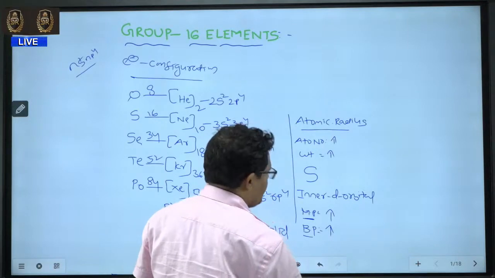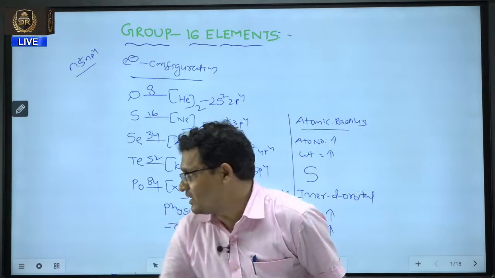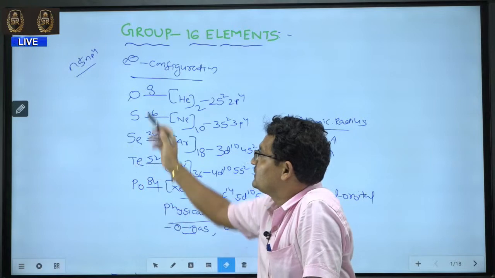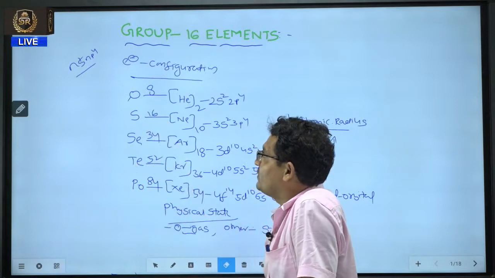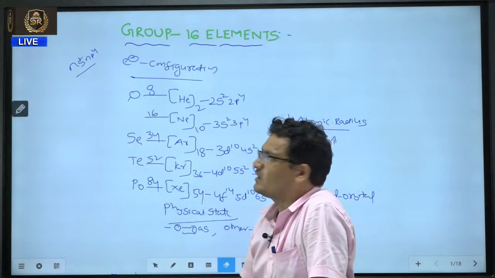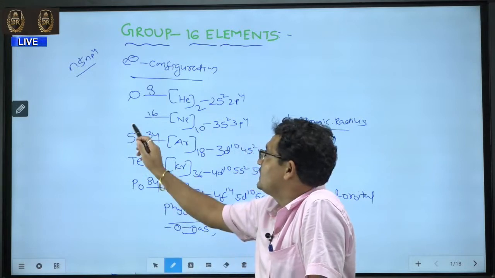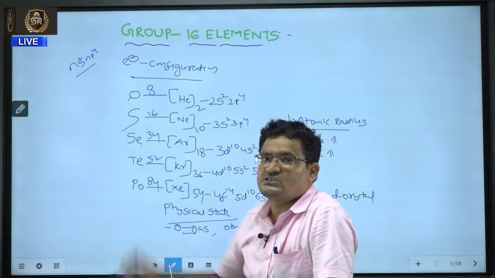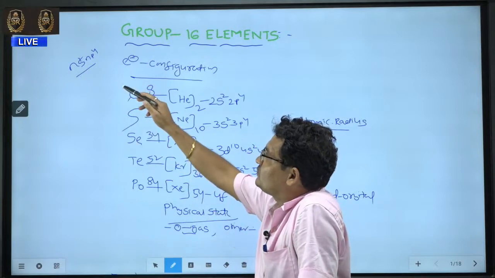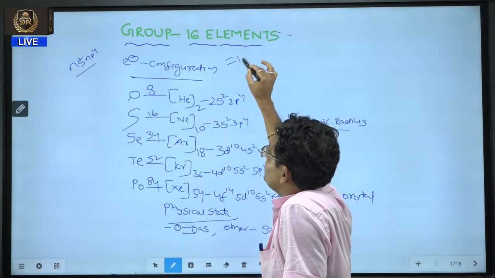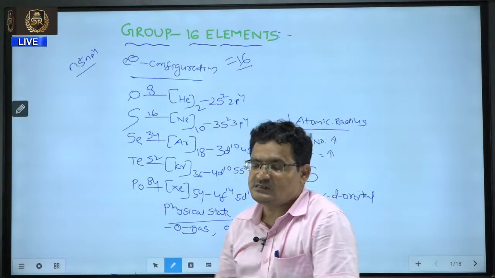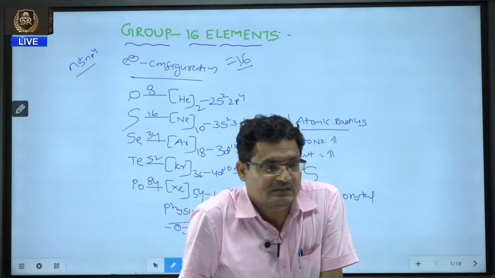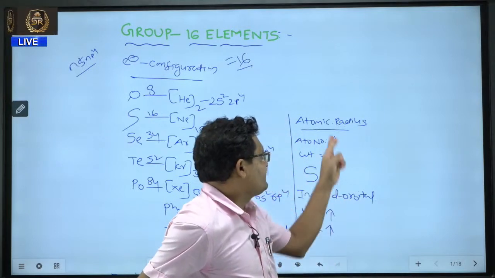So first, electronic configuration. Oxygen, sulfur, selenium, tellurium, polonium. The first element is oxygen, so it is the oxygen family. Sometimes it is also called the sulfur family. Its electronic configuration is ns2 np4, outermost 2 plus 4 equal to 6. Its IUPAC group is the 16th group. This 6th group element is also called the chalcogen family.